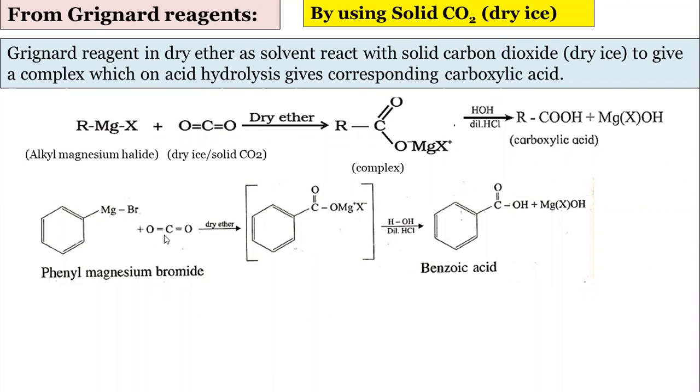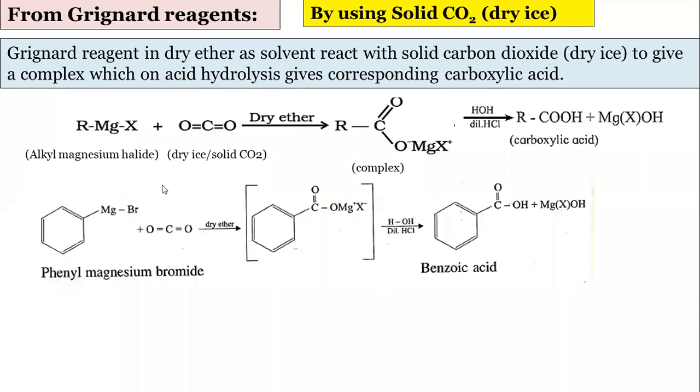So this benzene CO, O minus attaches to MgBr, and OMgBr is formed. Instead of this X, any halogen can be attached there. This intermediate, after hydrolysis, forms benzene COOH, plus the byproduct MgXOH. This is benzoic acid.